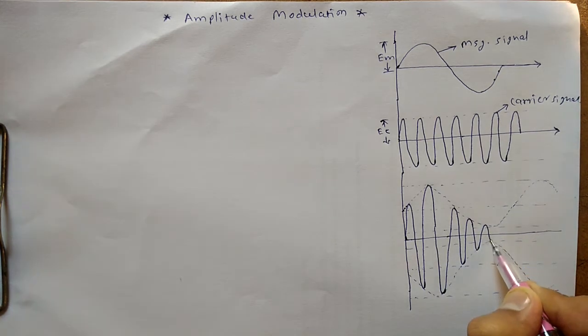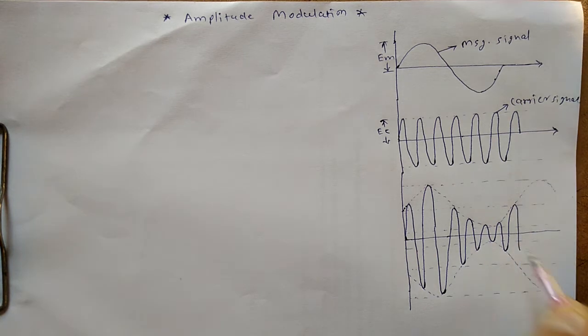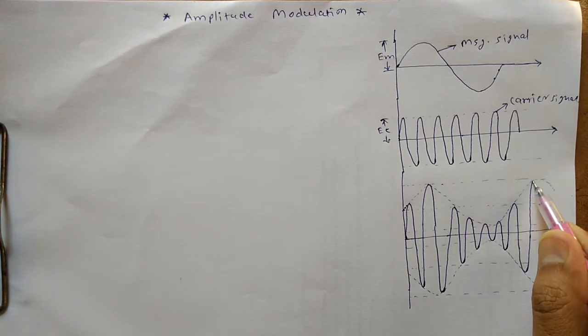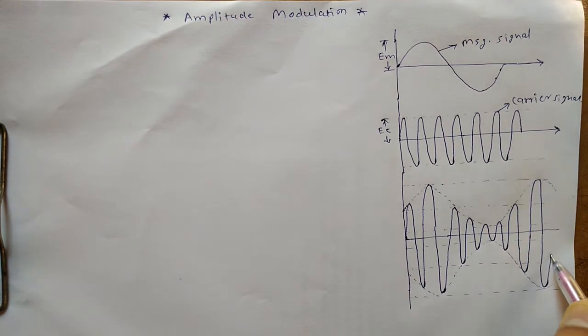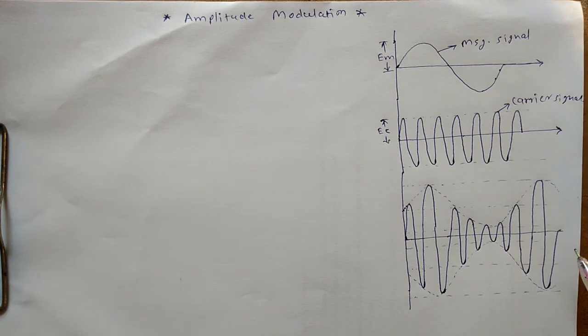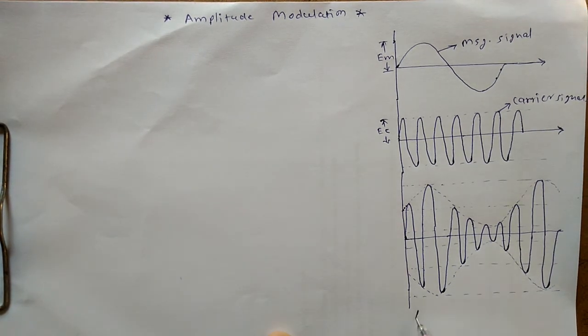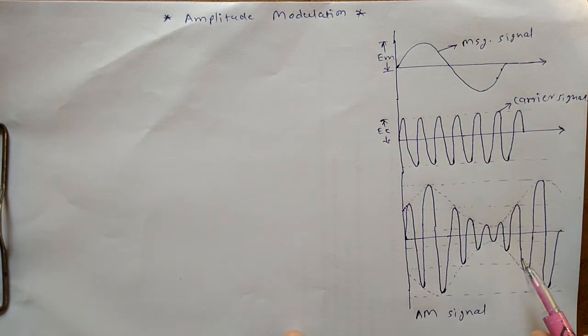So simply if we fill this envelope by the high frequency variation of the signal, we get a beautiful waveform, and that is called an amplitude modulated signal. So this is the signal which we call an AM signal. So here I can write AM signal, that is nothing but amplitude modulated signal. So this is the message signal, this is the carrier signal, and this is the amplitude modulated signal.